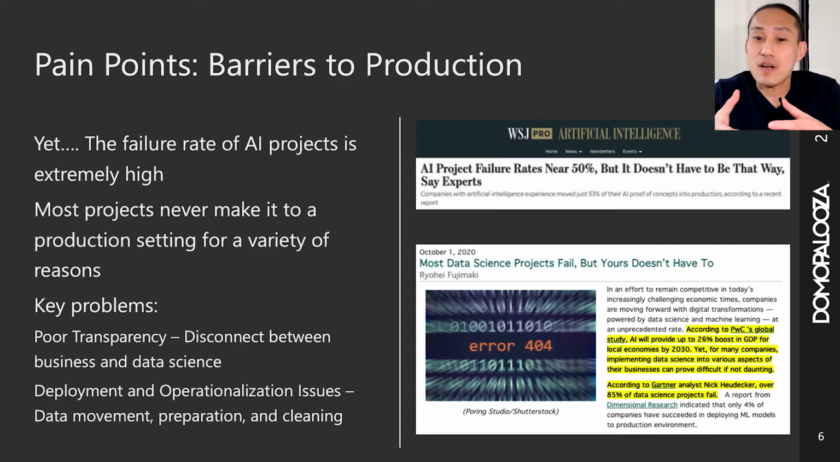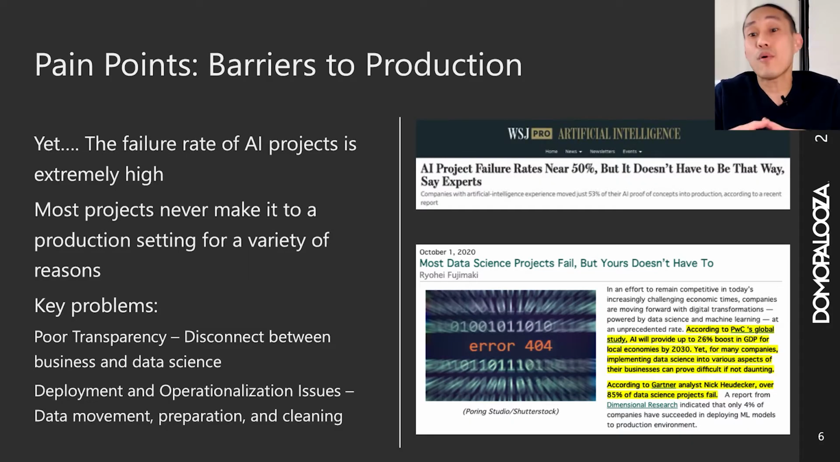The Wall Street Journal is talking about a near 50% rate of failure of AI projects, about half. There's a lot of discussion, even with PwC, needing that boost to get AI into production, as such a high failure rate consistently hamstrings organizations from getting that going.